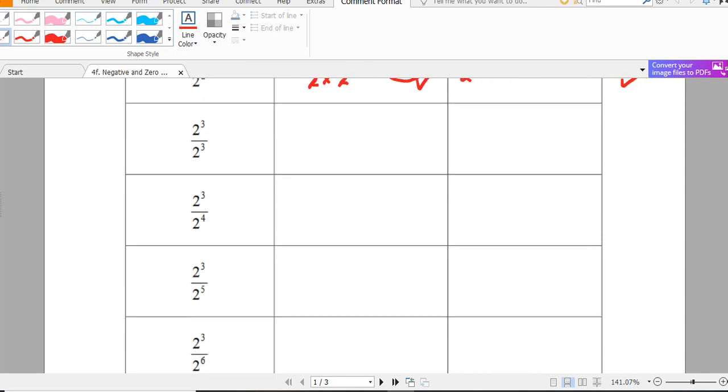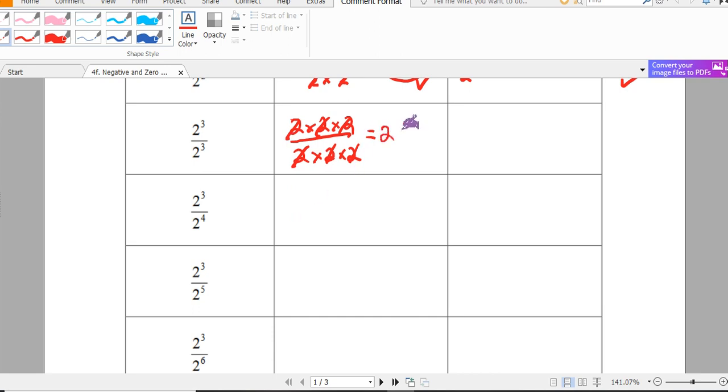Yeah, so let's try this one. In this case, the numerator is 2 times 2 times 2, and then same thing with the denominator. Okay, now look what happens here. Well, that cancels with that, that cancels with that, that cancels with that. So what does that give me?